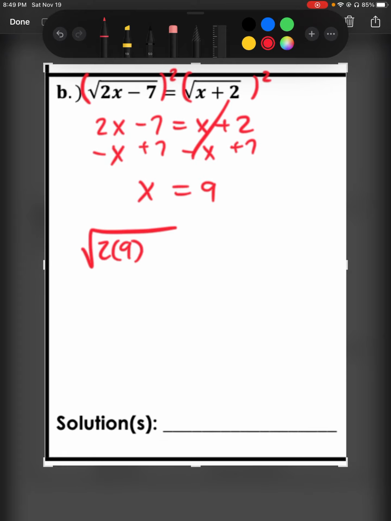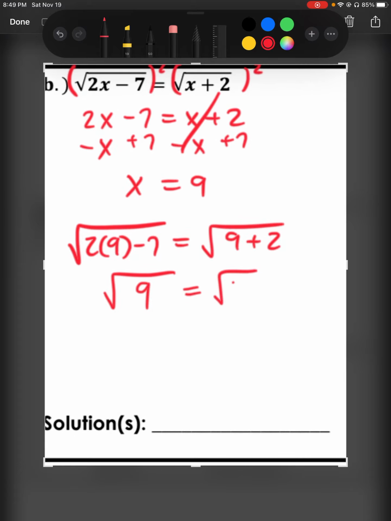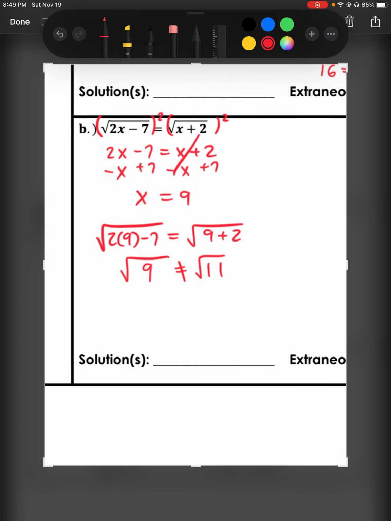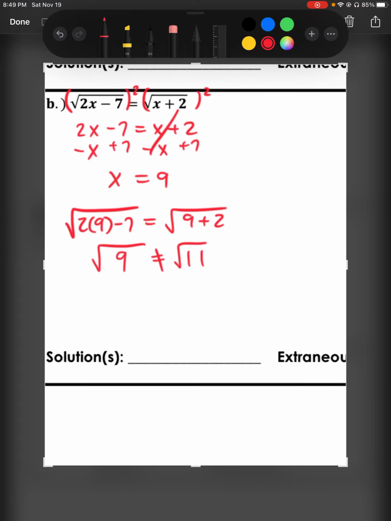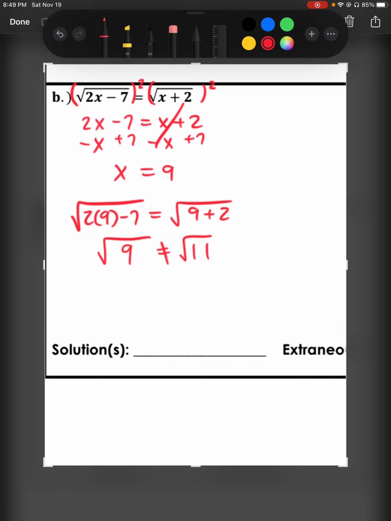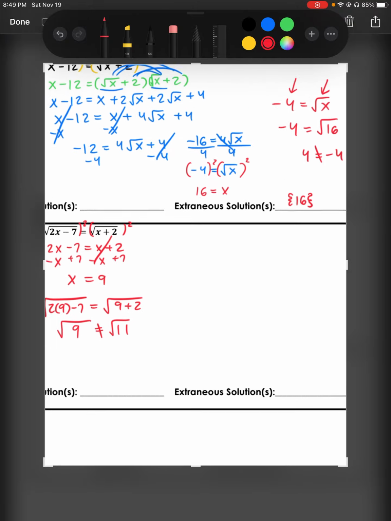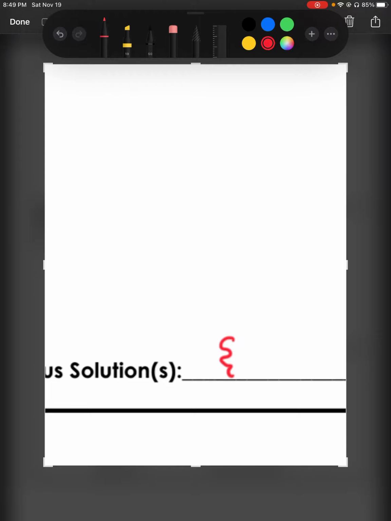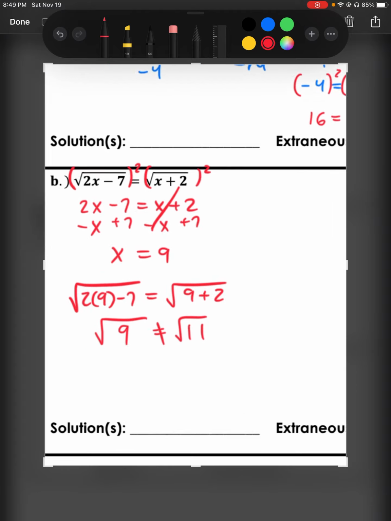Now to confirm this solution, we're going to go ahead and plug 9 back into the equation. We get 18 minus 7, which is 9, is equal to the square root of 11. So as you can see, this is not a true solution. So that would be extraneous. I'm just going back and double checking this one.